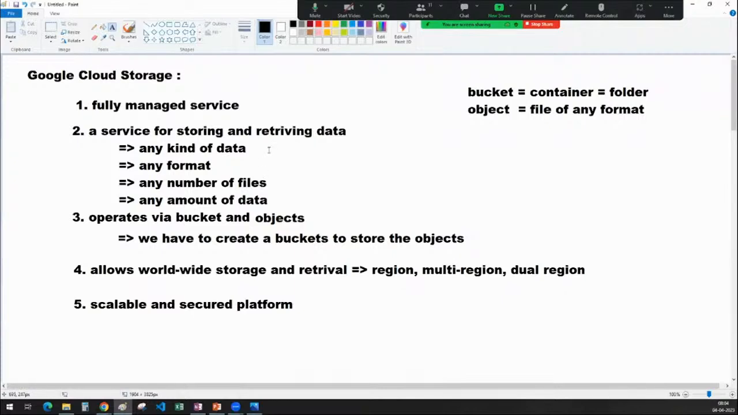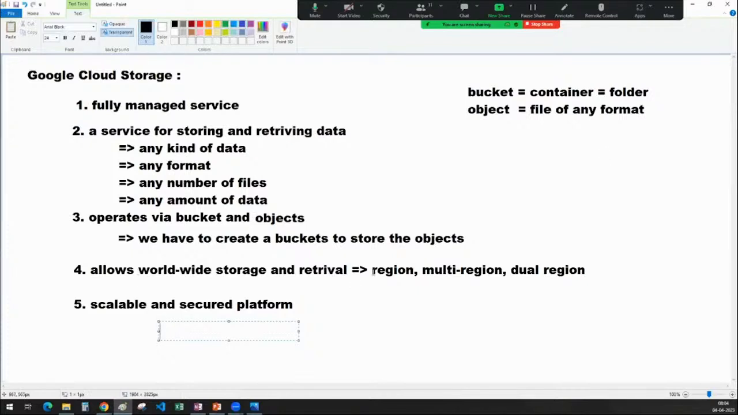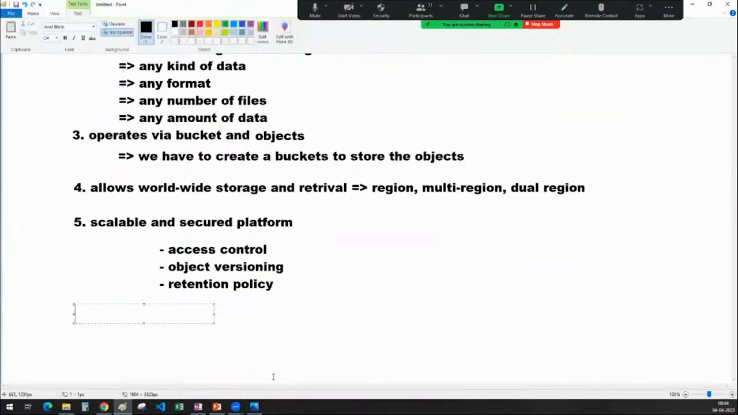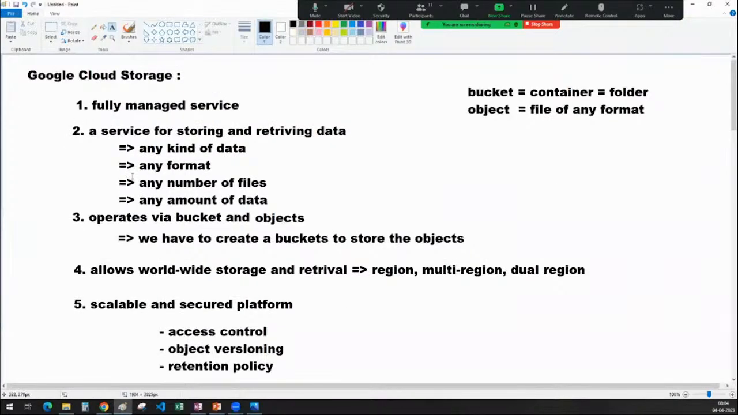Tomorrow we will see how to create a bucket. Inside that, when I say secured platform, we can talk about access control, and very basic concepts we are going to see tomorrow. Object versioning: what is meant by all of this terminology? We will see retention policy. And one more thing is there, storage classes. While you are creating a bucket, there are also storage classes. So tomorrow we will see all of these things.